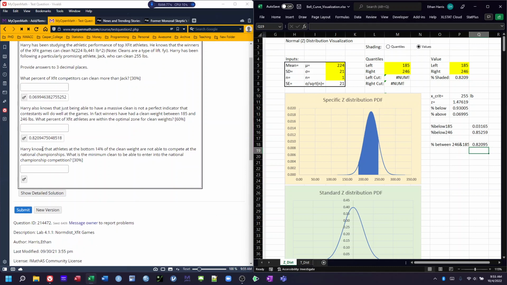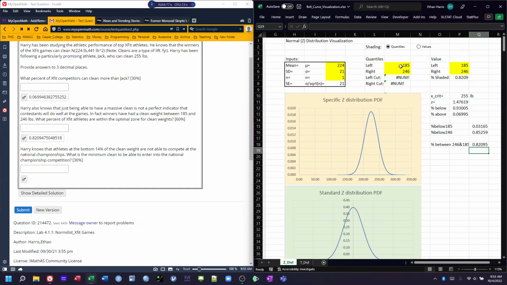Okay, finally, Harry knows that athletes at the bottom 14% of the clean weights are not able to compete at the national championships. What's the minimum clean to be able to enter into the national championship? All right, so let's look at our quantiles and let's just say where about is our bottom 14%? I'd say that that's somewhere around, I don't know, 210, maybe right here for a bottom 14%. So you have to be at least past the bottom 14 to make it into the competition.